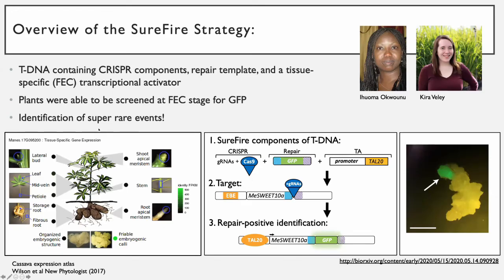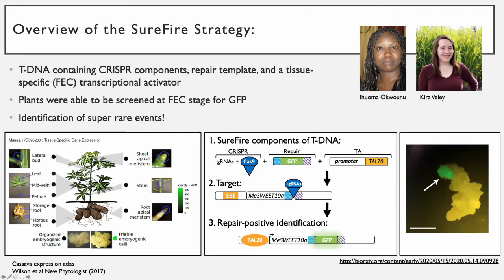And so what we did, using transcriptomics data that had been generated in my lab a while ago, Kira identified a promoter that would drive expression only in the tissue that we use for transformation, friable embryogenic calli, or FEC. She then constructed a very large T-DNA that included our CRISPR-Cas9 reagents, our repair template that spanned our region of interest and included GFP, and then also this FEC-specific promoter hooked up to Tal20, which was our effector from the pathogen.